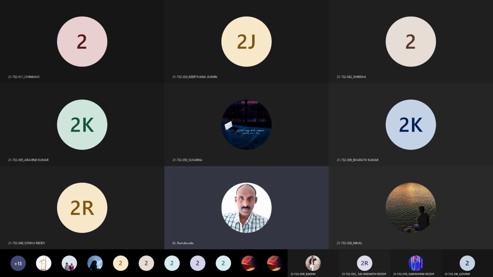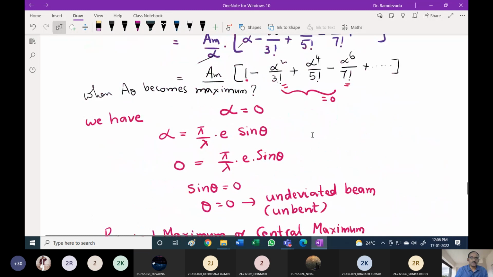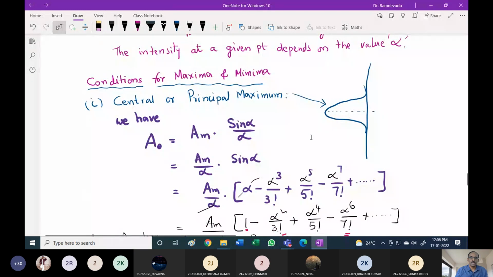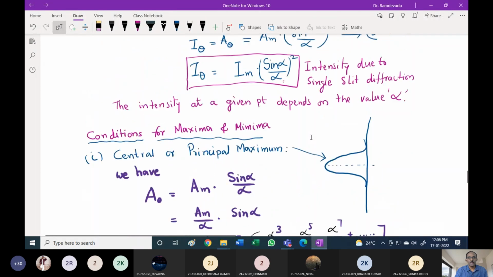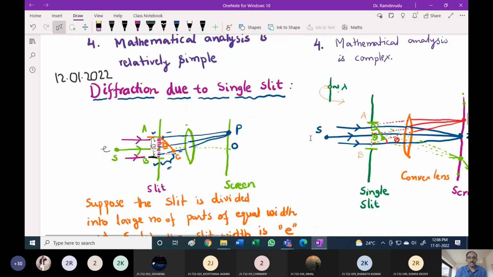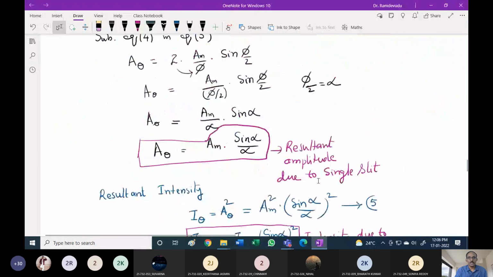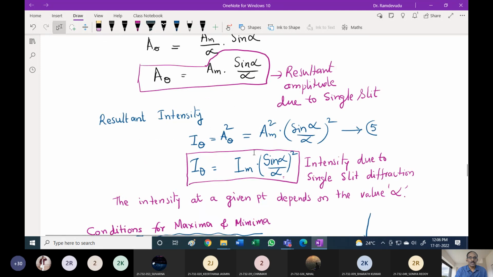In the previous class, we derived the expression for the intensity of a diffraction pattern produced by a single slit. This is the single slit equation, and it is one of the important questions for you also. Using vector addition, we found that the resultant amplitude at any diffraction angle theta is Am sine alpha by alpha, and the intensity at a given diffraction angle is Im into sine alpha by alpha whole square, because intensity is amplitude square.